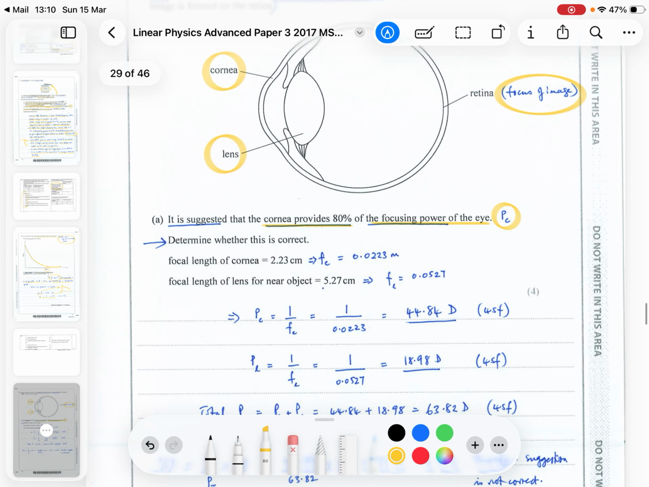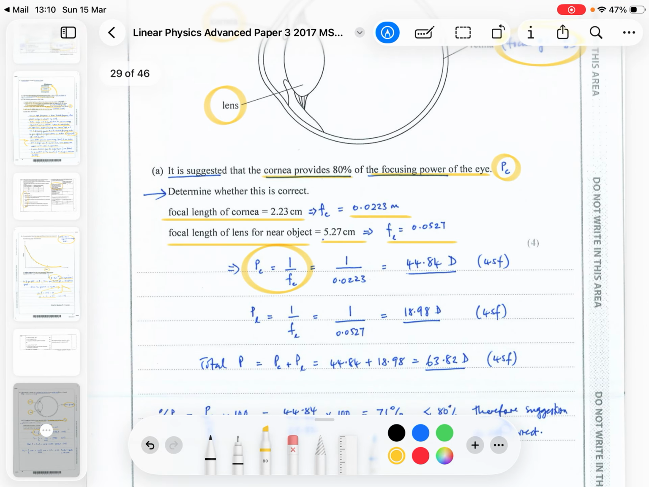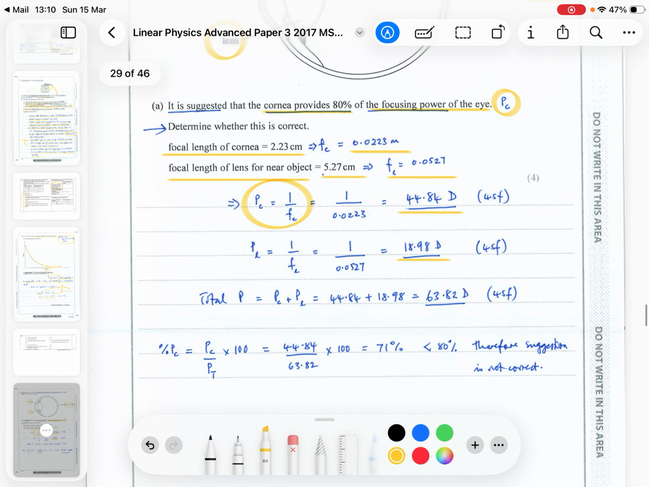They've given us the values for focal length of the cornea. So that should be in meters normally. Focal length of the lens has also been given. So you can see that the focal length of the cornea is shorter, so it's more powerful, because power is 1 over the focal length of each lens. So you can work out the power of the cornea as 44.84 by doing 1 over its focal length. Do the same for the lens, and you can see that it's higher.